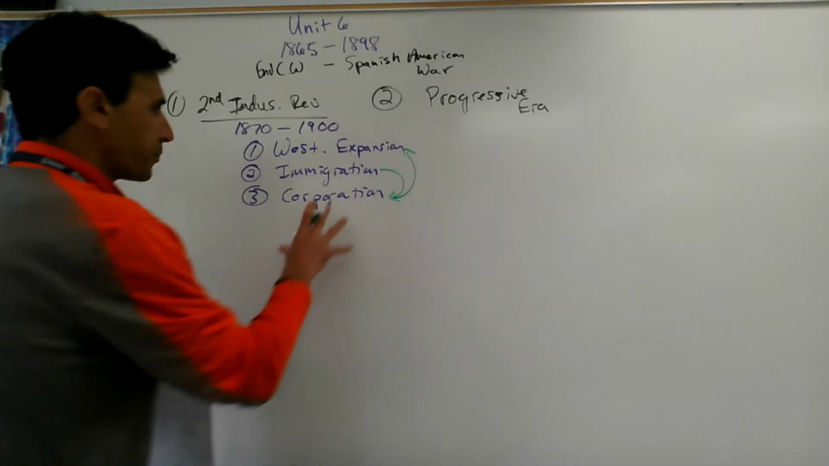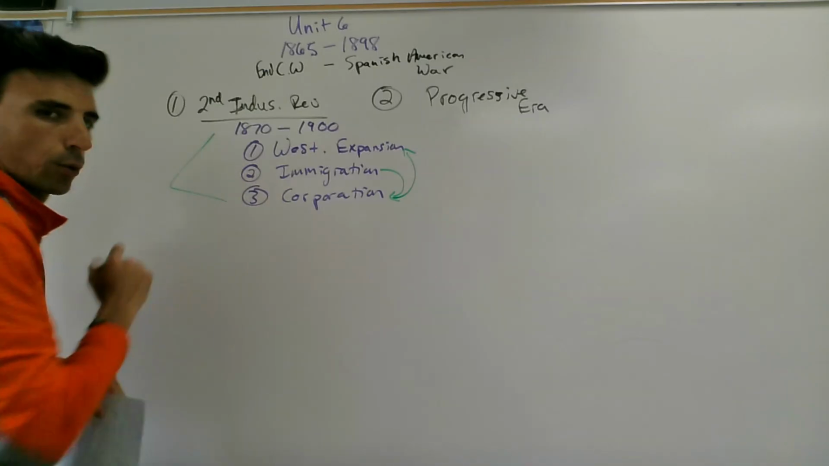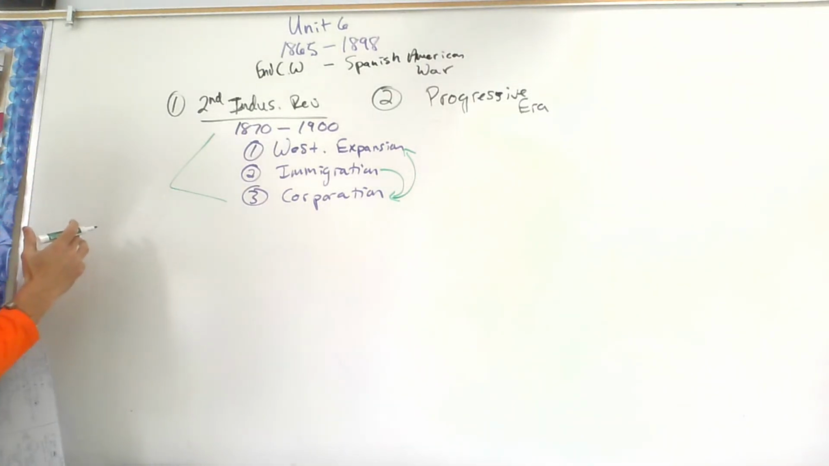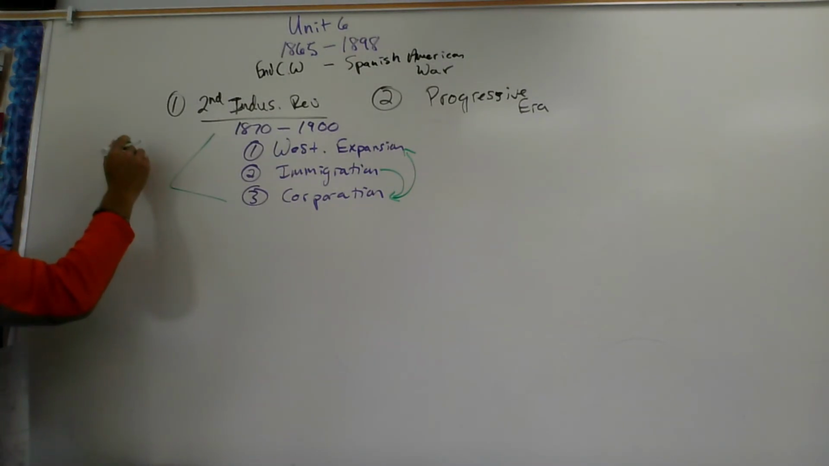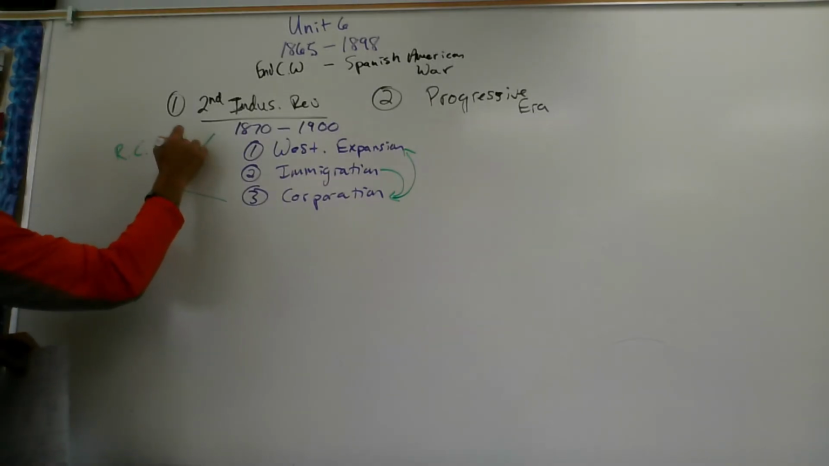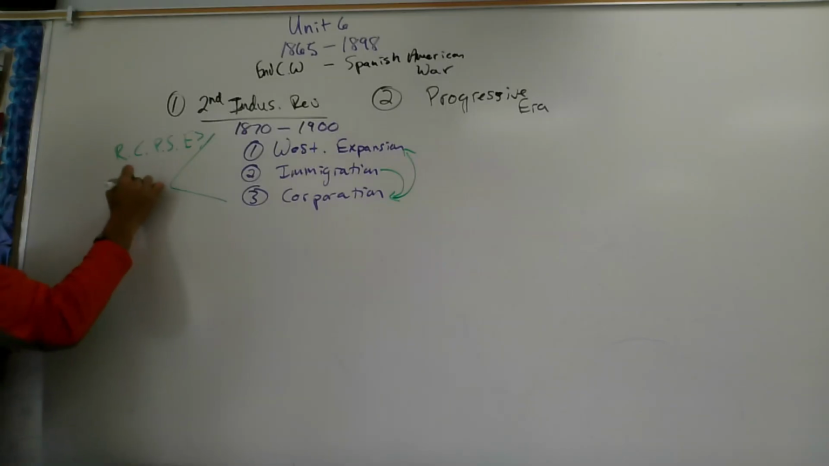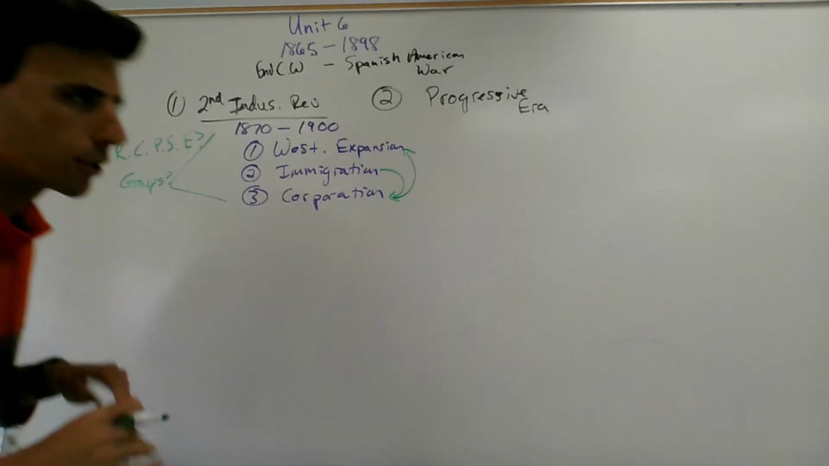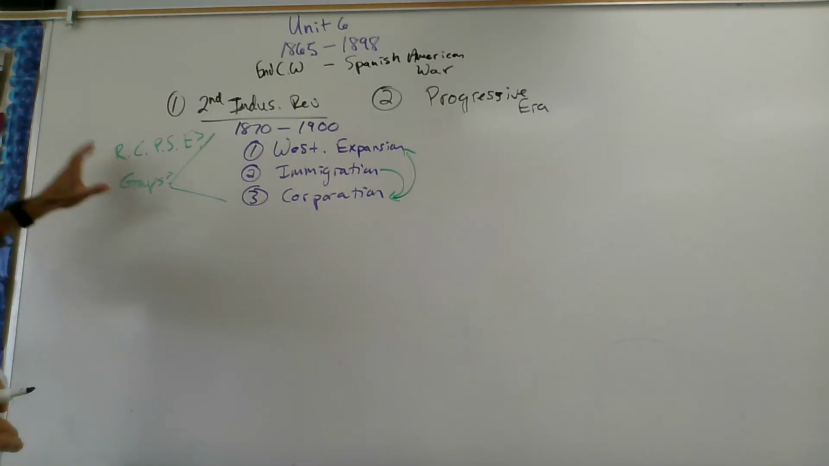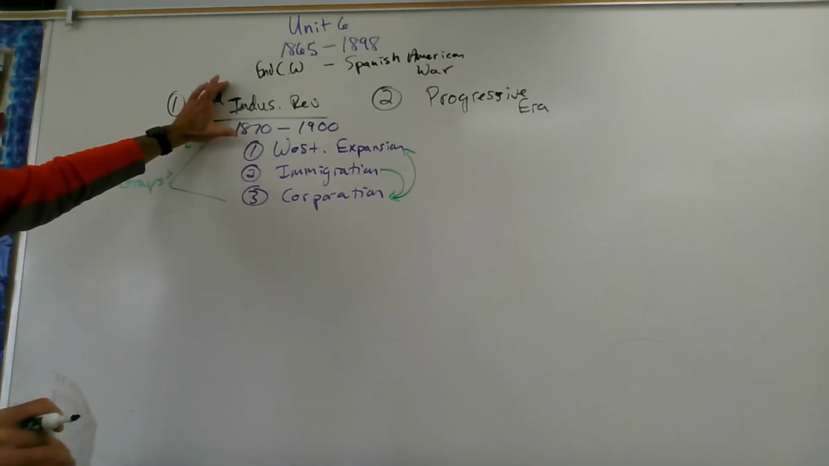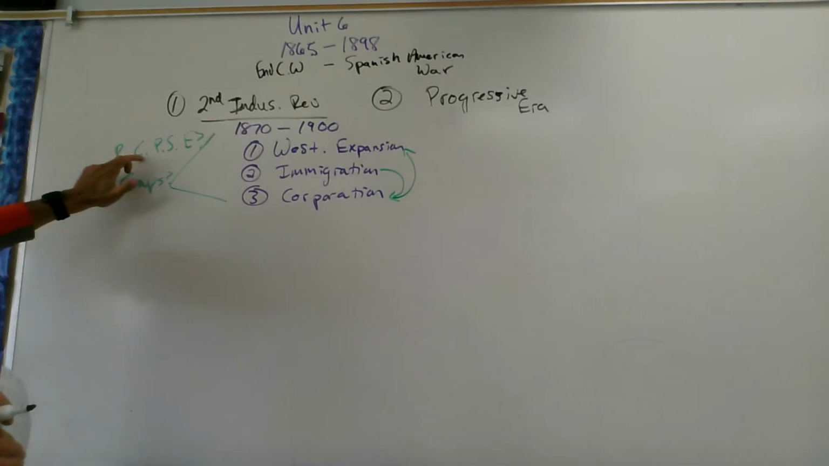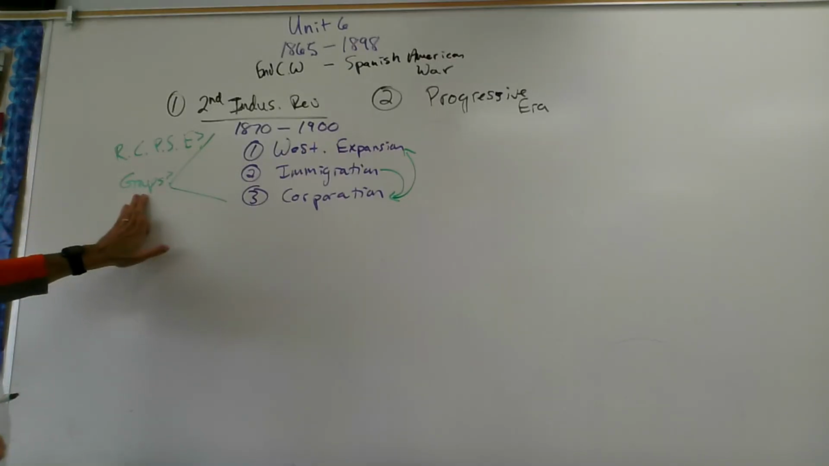Now, in order to get a 7 out of 7 on your DBQ, we're going to talk about how this second industrial revolution affected religion, culture, politics, society, and the economy, and then what groups in particular were affected. That's what we're going to look at and what you need to write about on your DBQ. Here's your topic, which I did in the video last night: how did it affect religion, culture, politics, society, and the economy, and particularly what groups were affected by it?